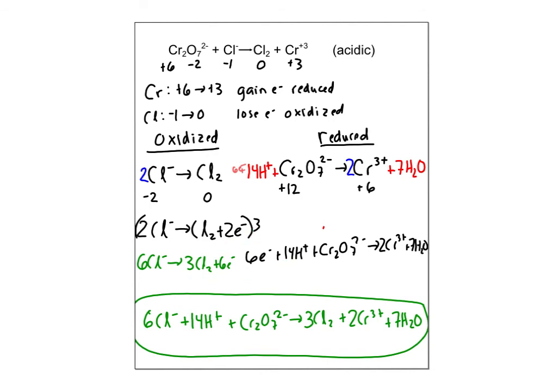So sorry, this is my half reactions all split up. What I have here, 6 electrons, 14 H pluses, the Cr2O7 2-, 2 chromium ions, and then 7 waters. I see that my 6 electrons will cancel, and then here's my balanced equation with the reactants all together and then the products all together.